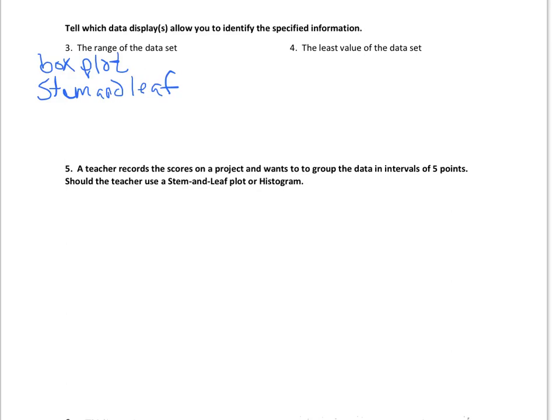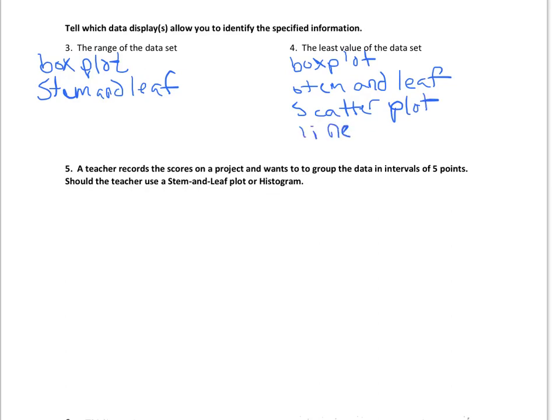Okay? How about the least value of the data set there? The least value. Well, definitely the same box plot, and stem and leaf. But also I would say scatter plot here, because you can just find the smallest. And also a line graph. You can't really say histogram here because it's a group, so it can tell you the group, but not anything else. Okay. So let's look at the next one here.